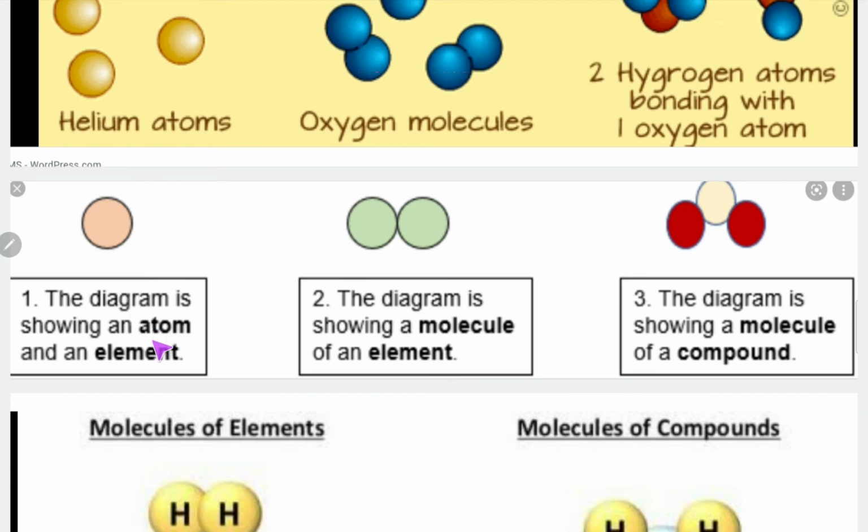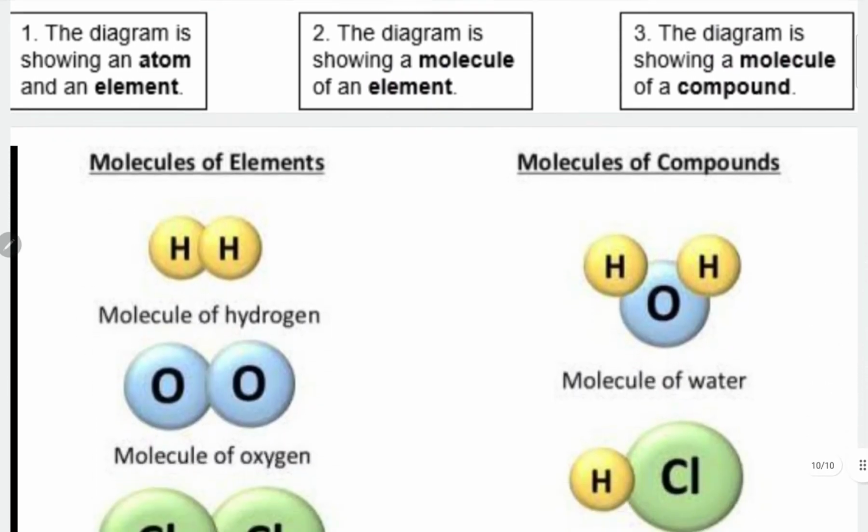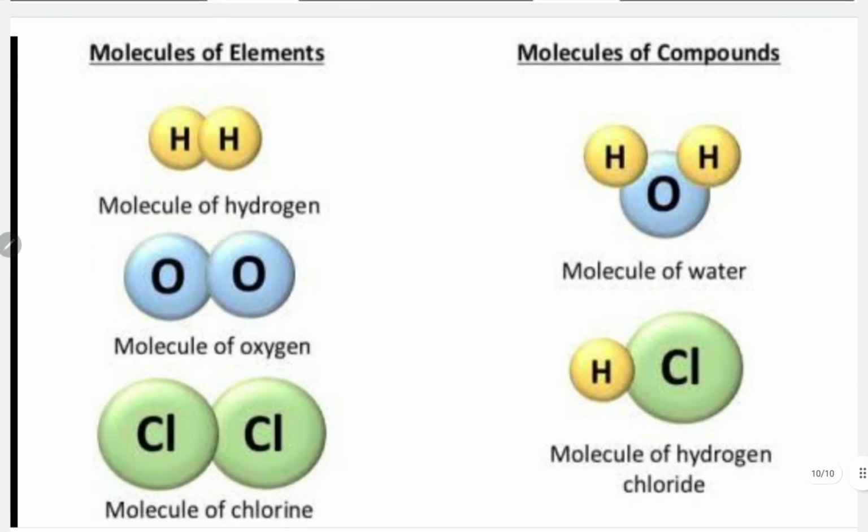So this diagram is showing an atom and an element. This diagram is showing the same type, so it is an element, but because it is a group of atoms, it is a molecule. So this diagram is showing a molecule of an element. This diagram is showing a molecule of a compound. Molecule of element means same type of atoms. Which are molecules of elements? Molecule of hydrogen, molecules of oxygen, molecules of chlorine. If they are the same type of atoms, we call it molecules of element.